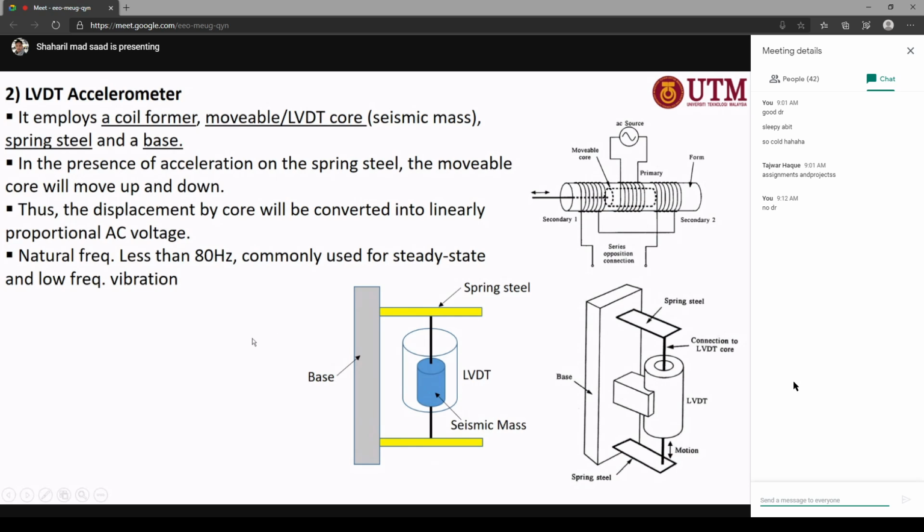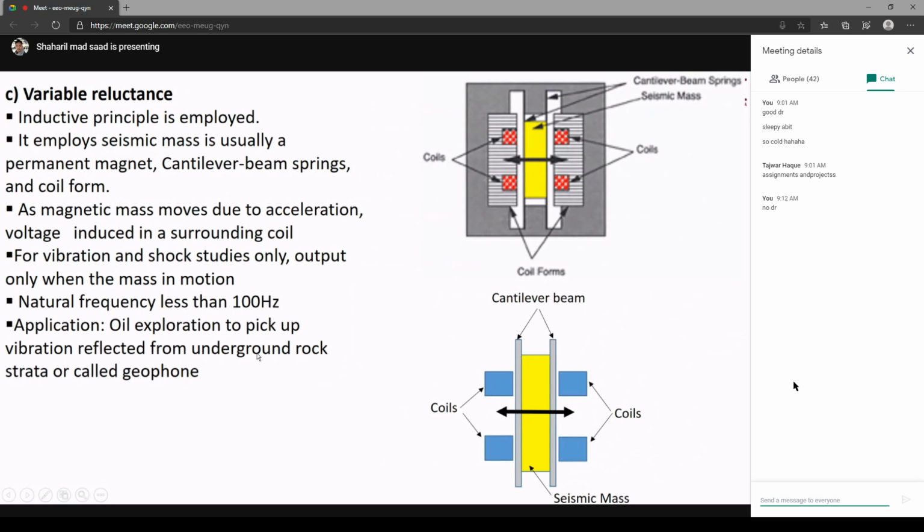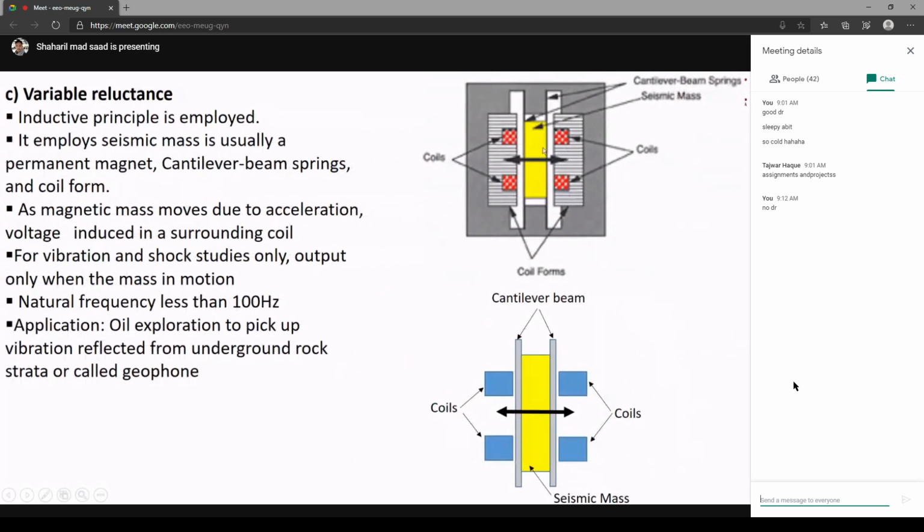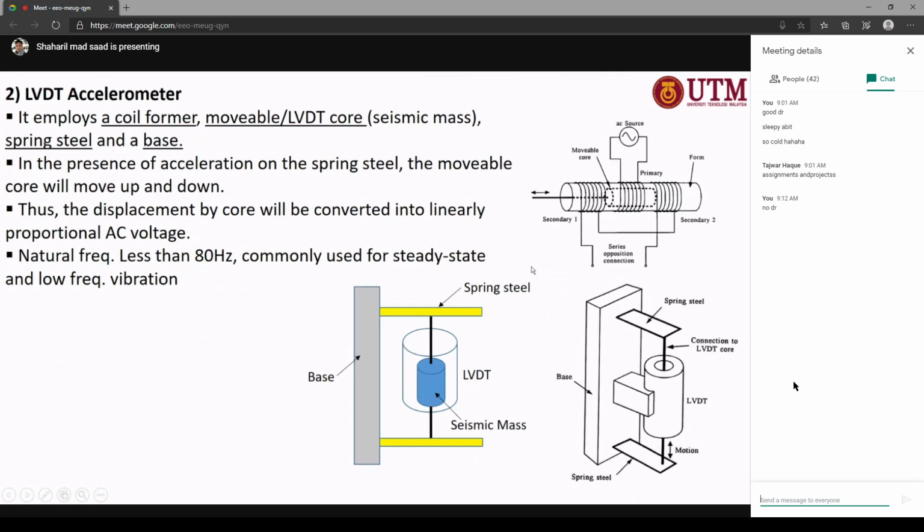Is the explanation about it. Okay. Variable reluctance uses the same concept as the LVDT also. So it also contains a few coils here, and it also has the seismic mass. And you will also have the cantilever beam. Cantilever beam is like your spring steel, right? It's like a small rod like that.